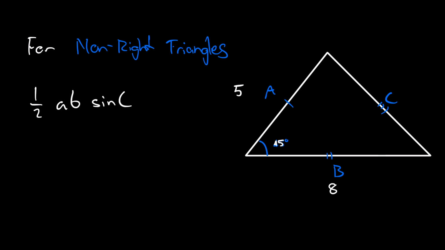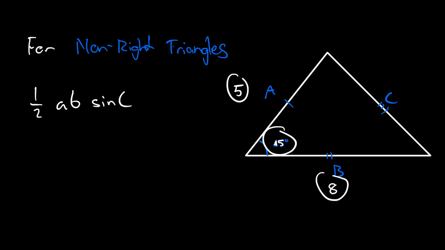Now let's break down the steps involved in calculating the area of a non-right triangle using this formula. First, identify the lengths of the sides A, B, and the angle of C. Remember, C is the angle opposite the side C. In our example, A is 5 units, B is 8 units, and C's angle value is 45.